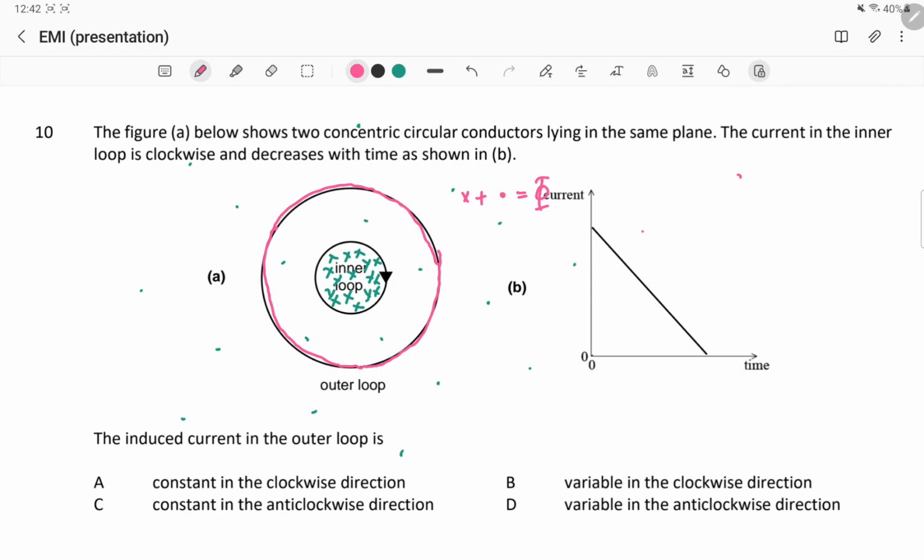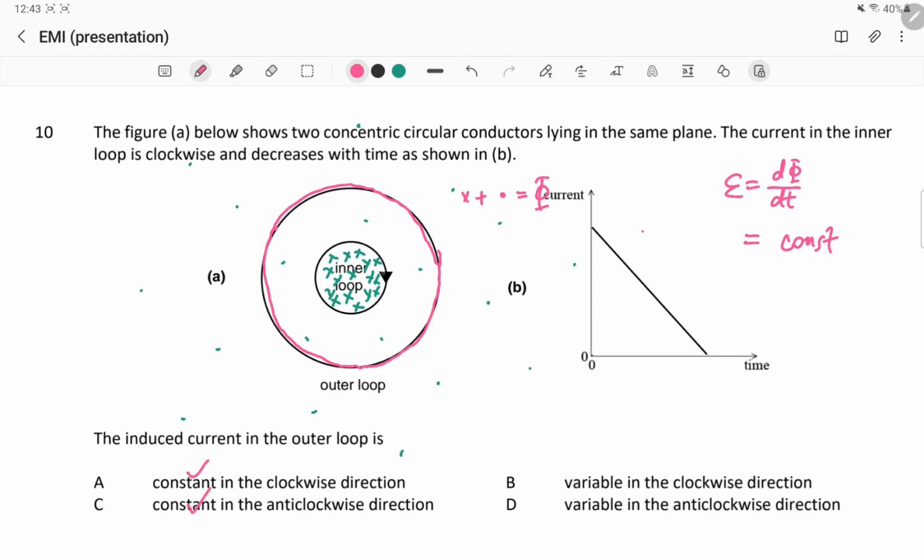By Faraday's law, EMF is equal to dΦ/dt. This flux linkage changes according to the current, which gives rise to the magnetic field. So essentially, you are going to take the gradient of this graph, which is a constant value here. So that will tell us it must be a constant.